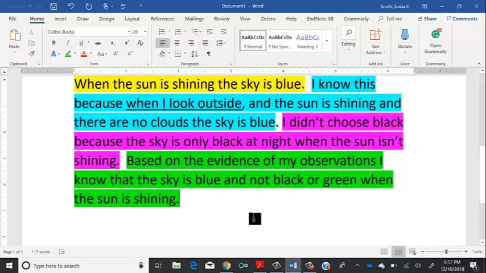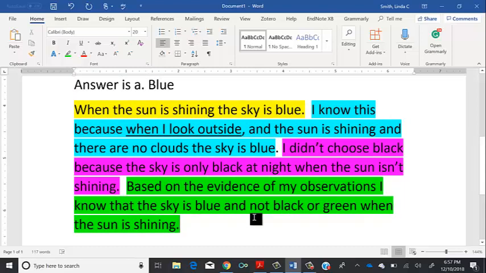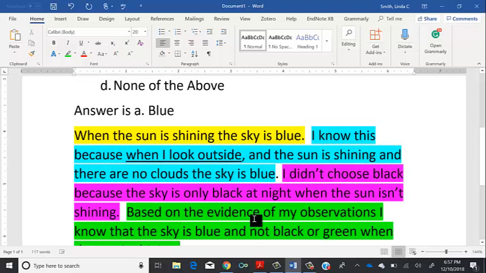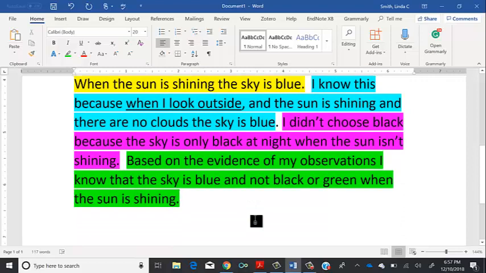What about a green sky? Actually, there are sometimes green skies. Green skies come before a storm. So you might add something else. You might bring in some other observation or some information from a chart. And then that would get you a 4 for a CER.